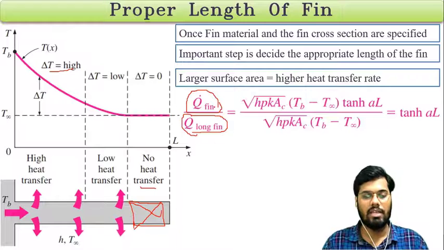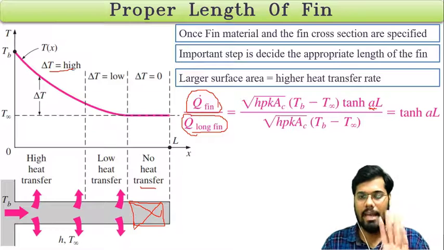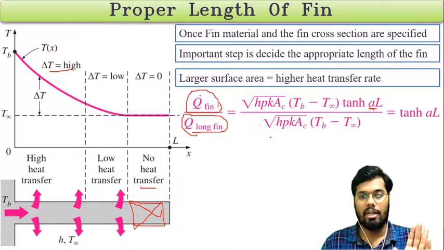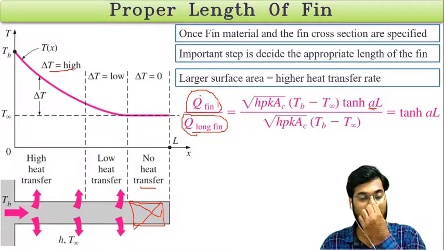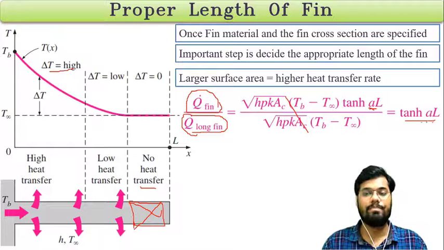For the case of finite length, the heat transfer rate is under root of HPK times (TB minus T infinite) times tanh(AL). In our case, we've written tanh(ML) instead of the M constant. Here it is denoted by A, so don't get confused. This is the same as ML. For the infinite long case, our case number 1, the heat transfer rate was under root of HPK times (TB minus T infinite). So if we take the ratio of this, these two terms are going to be cancelled out. The ratio is equal to tanh(AL).